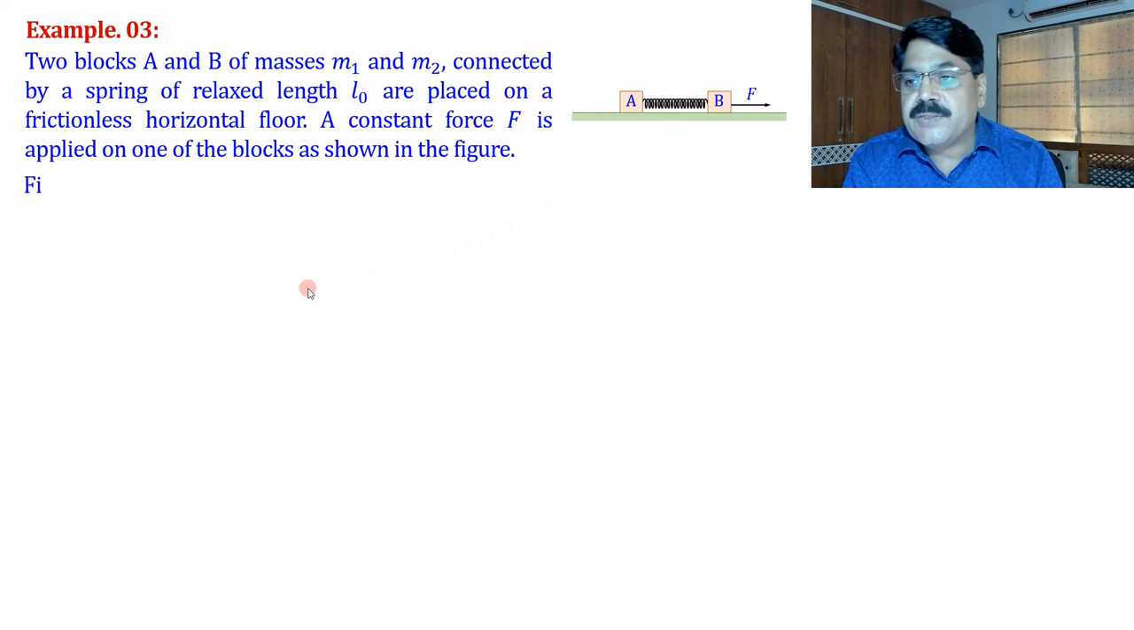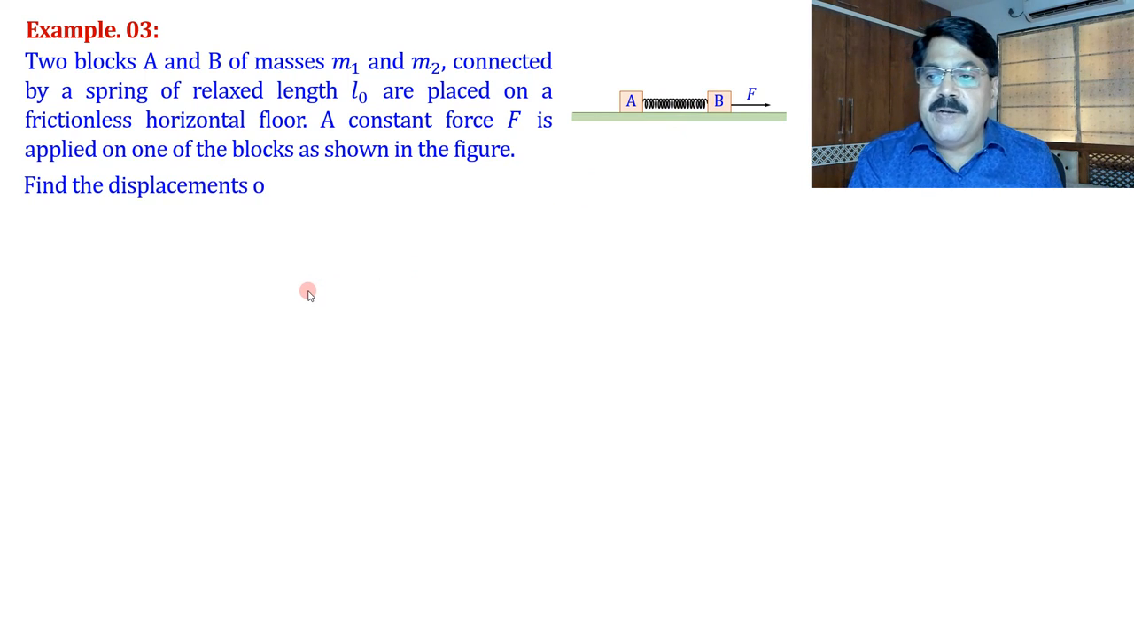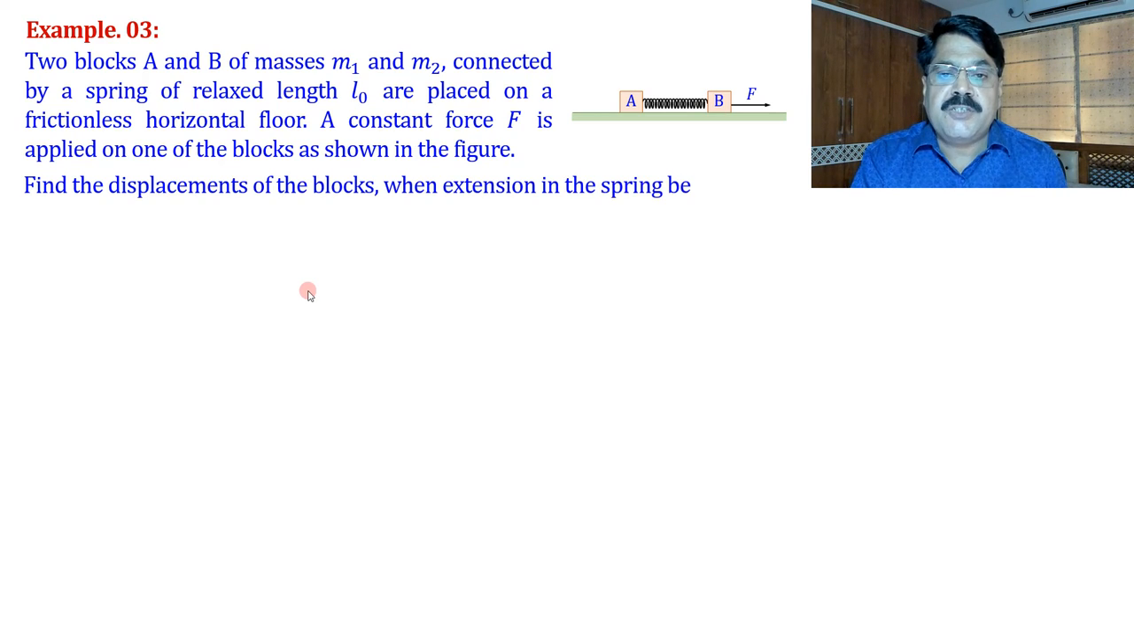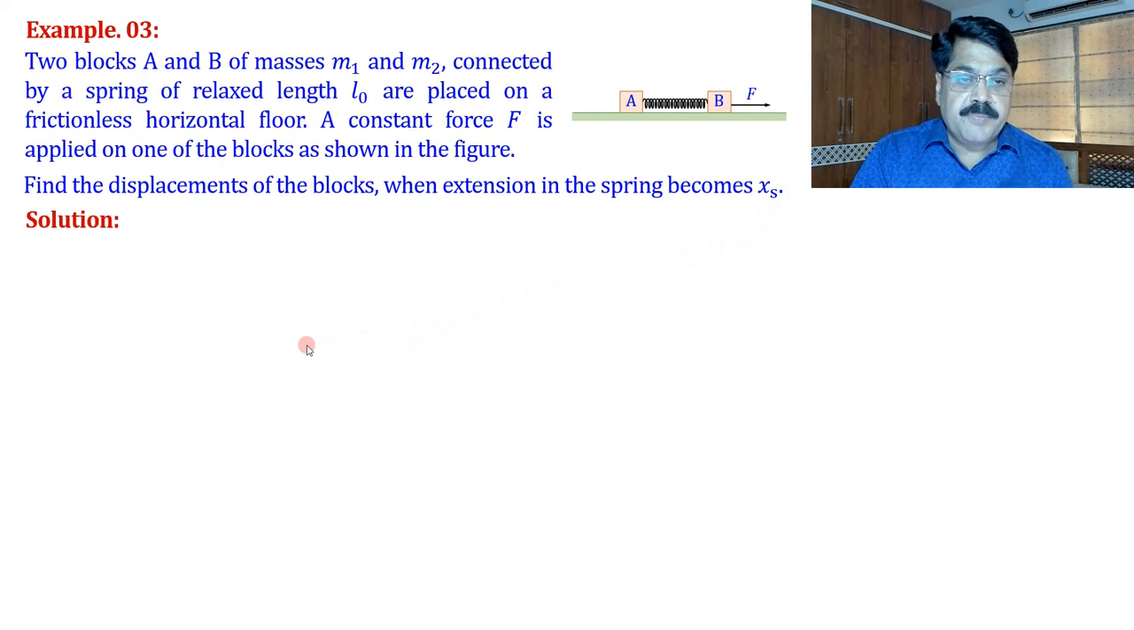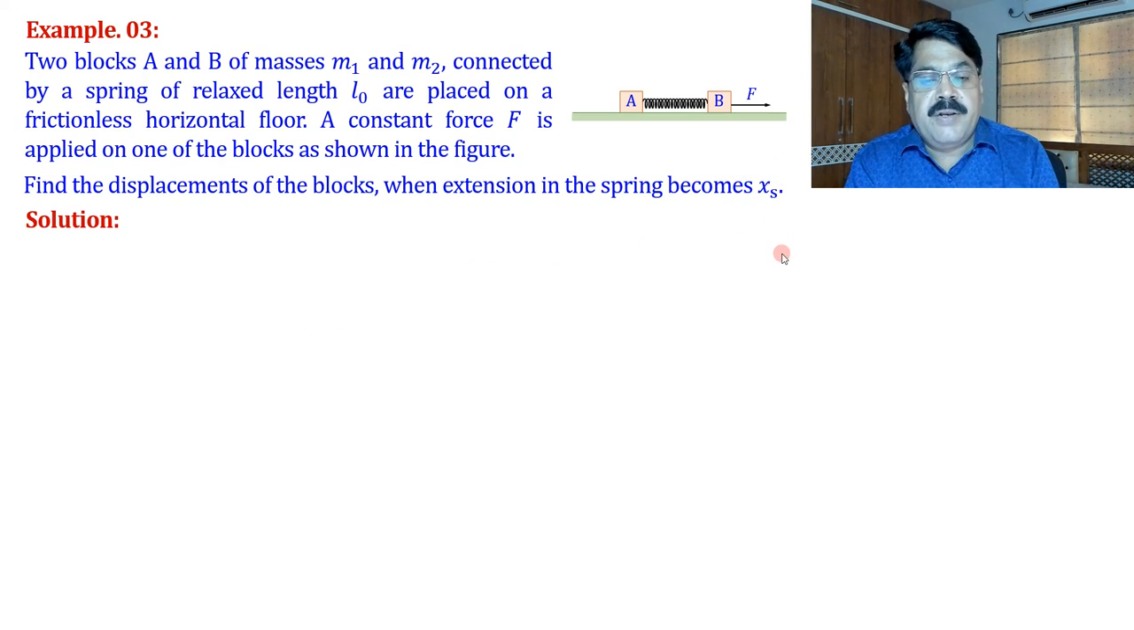Now what is asked? Find the displacement of the blocks when the extension in the spring becomes xs at the time tau. Let us say, when the extension becomes xs, time is tau. Suppose you try to analyze this problem in the ground frame. We know the time tau. It is given, of course it is not written here, but assume time tau when the extension becomes xs is given.